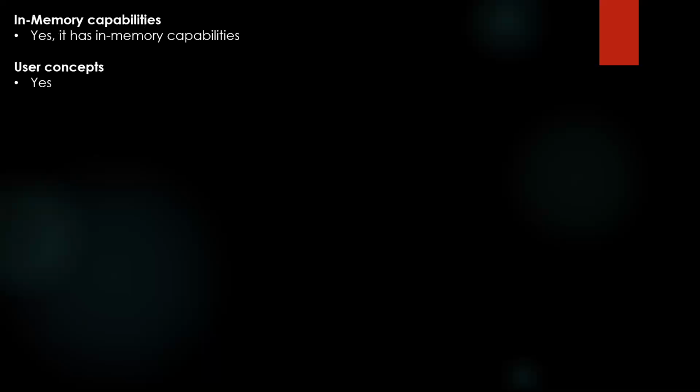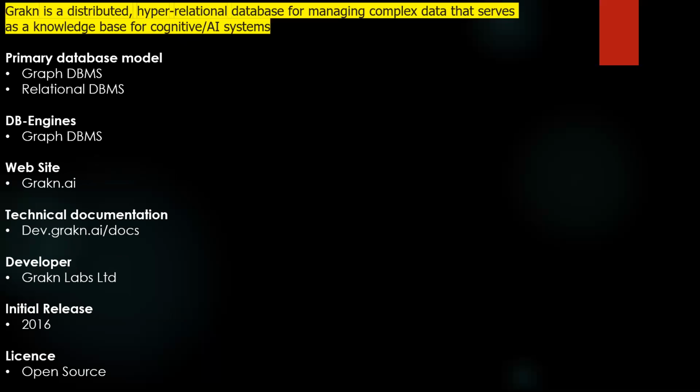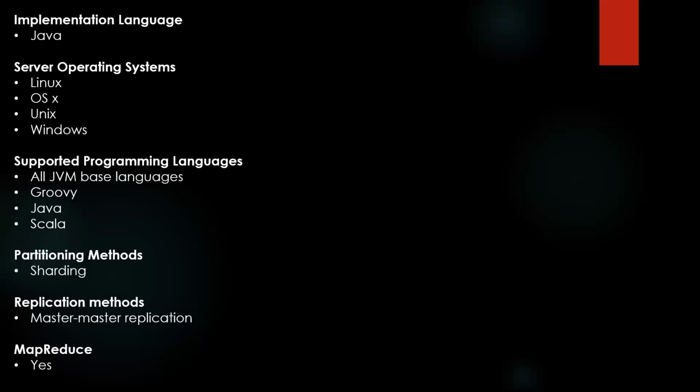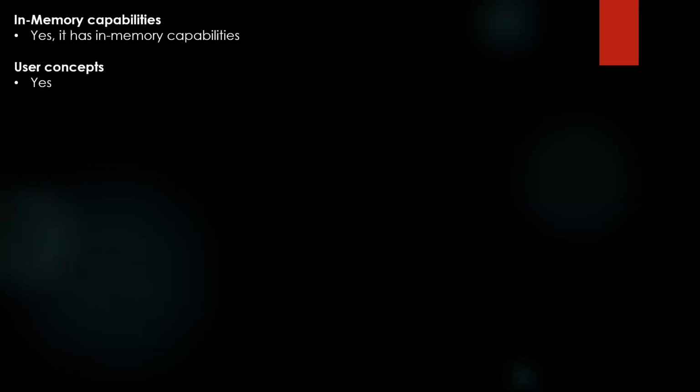Okay, so these are all the features of the Grakn database, like primary database model, DB engine, website, technical documentation, developer, initial release, license, and the other remaining features supporting the Grakn database. I hope you understand the inner frameworks and supporting features we have in Grakn database as compared to other graph databases like Neo4j, GraphDB, or the other databases which support graph knowledge representation.